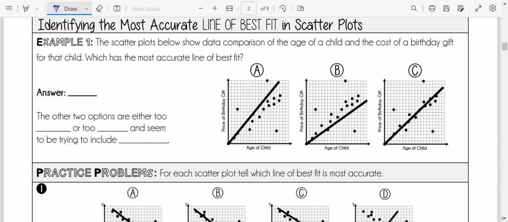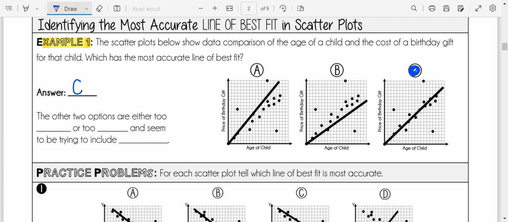So getting down to some examples, identifying the best line of best fit. Below you guys have different scatter plots. Example 1 says the scatter plots below show data comparison of the age of a child and the cost of the birthday gift for that child. Which has the most accurate line of best fit? Between those three, A, B, or C, the one that fits the data the best is going to be C. So that is our answer.